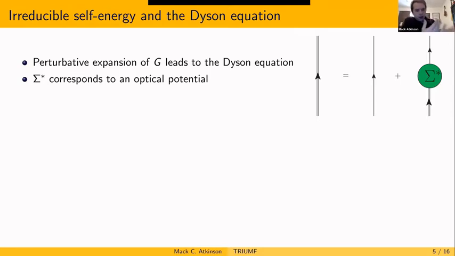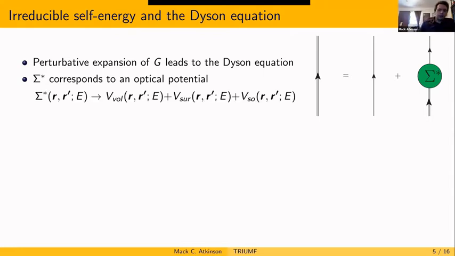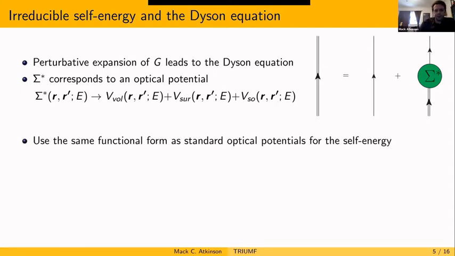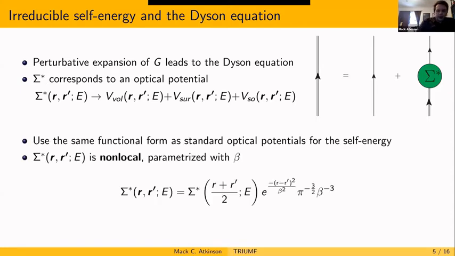Now the approximation that gets introduced is in the self-energy itself. I'm going to approximate it by an optical potential, where I use the same sort of functional forms that have been used over decades of optical potentials that have shown a lot of success. And I explicitly include a non-locality, which is a slight tweak on what's been done in the past. This non-locality is parameterized by this factor beta, which controls how far off diagonal my self-energy will be.